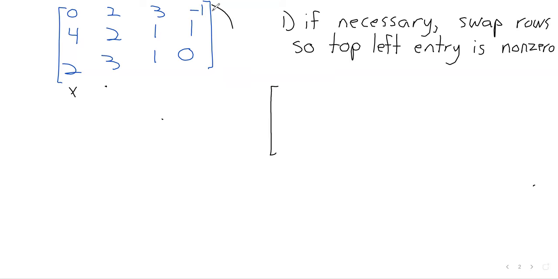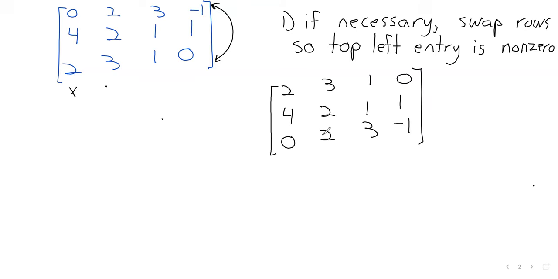Let's swap the first and the third row. Two, three, 1, 0. 4, 2, 1, 1, 0. 2, 3, -1.